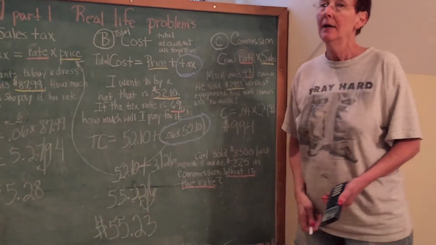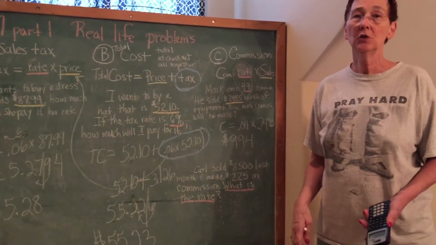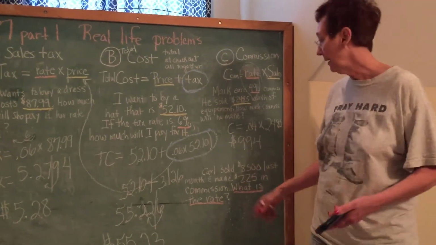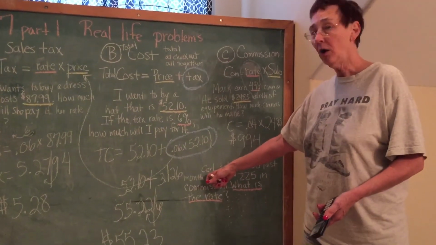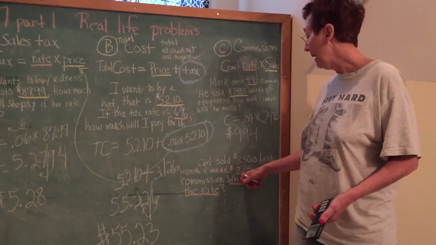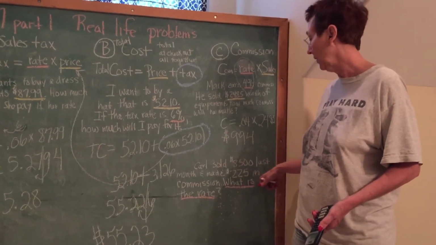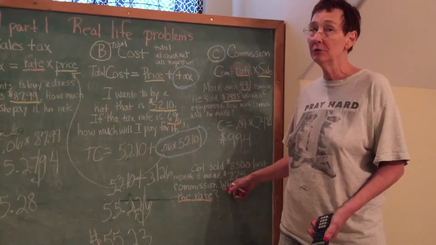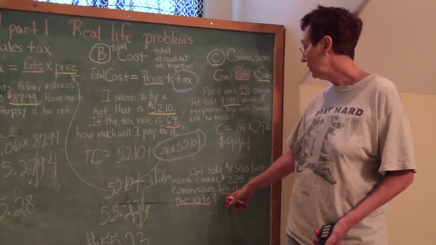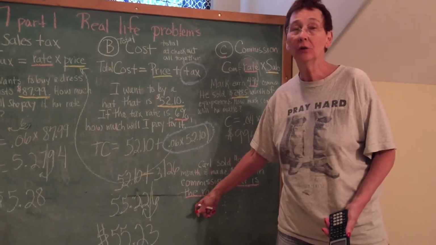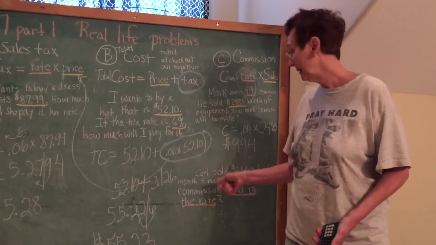Okay? Now, the second kind of problem that you're going to see in your book related to commission is where they change the things up. In this example, Carl sold $8,500 last week, and he made $225 in commission. So they told you his sales and they told you his commission. So they're asking you, what is his commission rate? So now you've got to look for the percent that would make this work out.